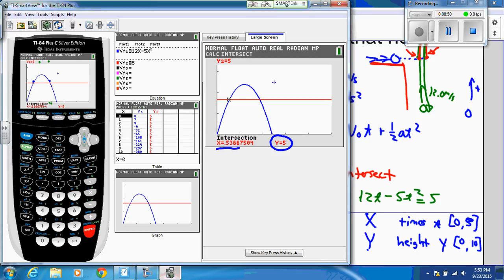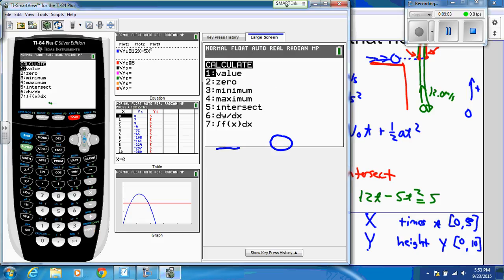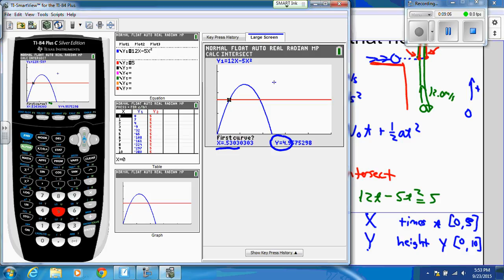Now we come back. Let me erase some of these dots here. We're going to have to do the whole process a second time, by which I mean the whole second calc intersect process, to find the second intersection point. So we again hit second calc and option 5 intersect. First curve enter, second curve enter. And this time for the guess, we're going to trace along until we get to the second curve, and we hit enter again. It says intersection, and it gives us a second time of 1.86 seconds.